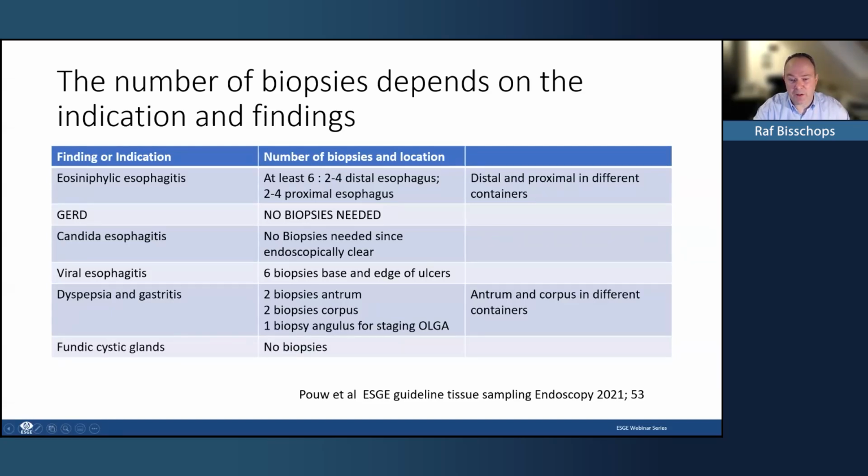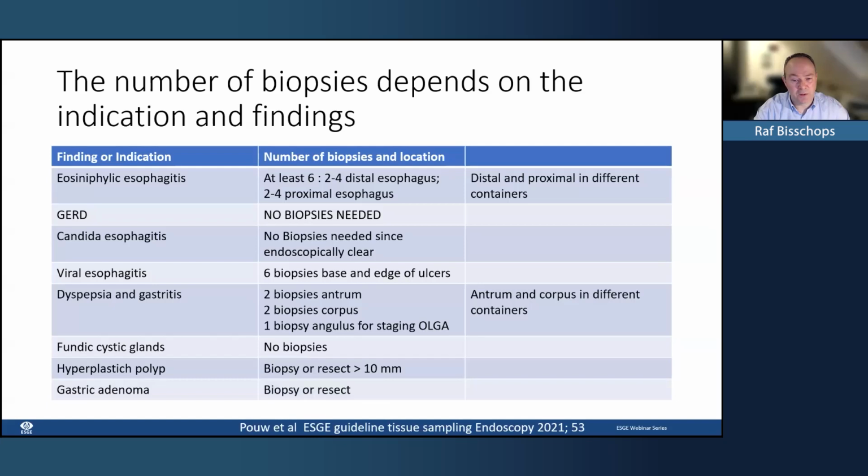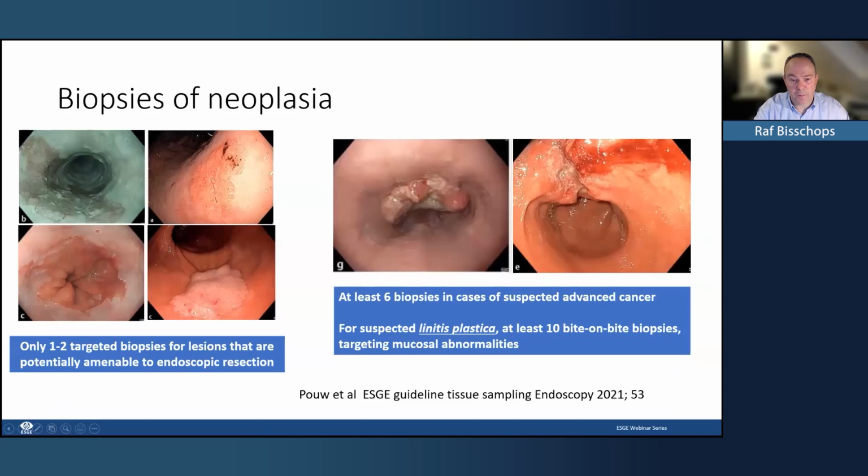Fundic cystic glands don't need to be biopsied. If you have a typical hyperplastic polyp, biopsy or resect if it's more than 10 millimeters, and an adenoma, biopsy or resect. And for celiac disease, 6 biopsies from different locations in the duodenum, at least 2 also from the bulb. So this is in a nutshell what you can read in the recent guideline from Wolfsbau.